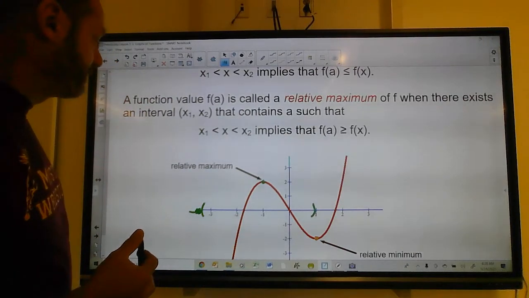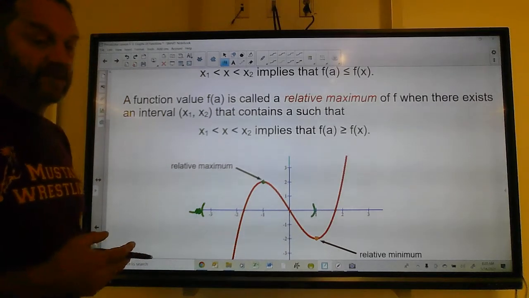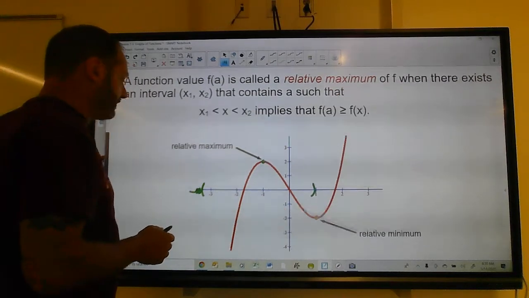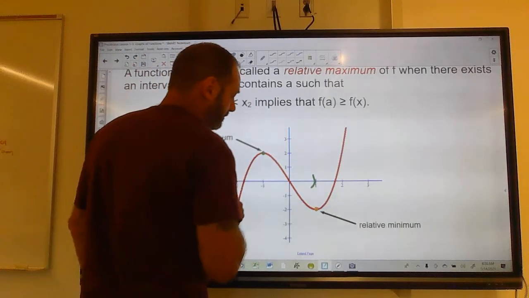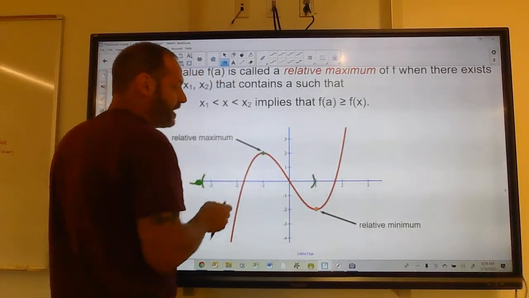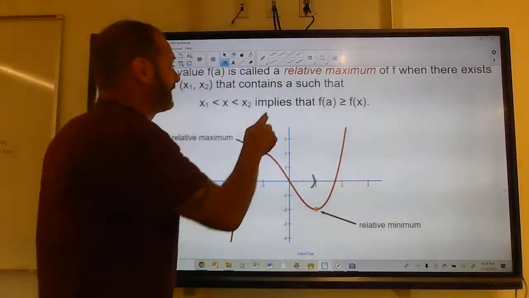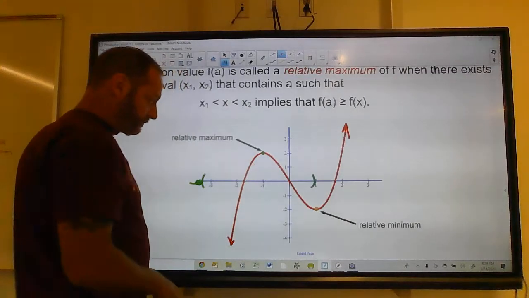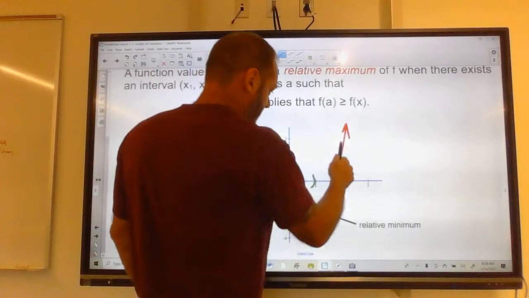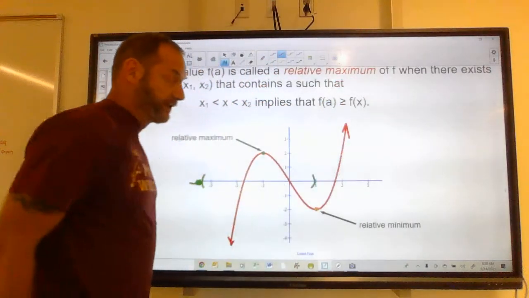Now, what's the difference between a relative maximum and a maximum? Well, this function has a relative maximum right here because it has a peak and then it comes back down. So that's the biggest point here. But it does not have a maximum because this thing goes to infinity. So it goes like this and it takes off and it keeps getting bigger and bigger and bigger.